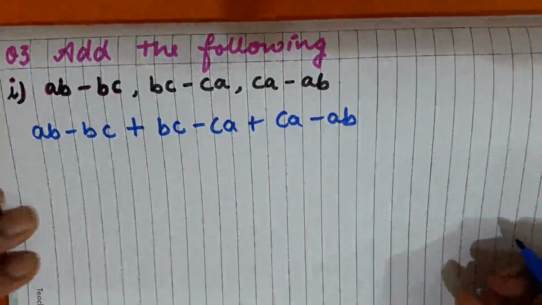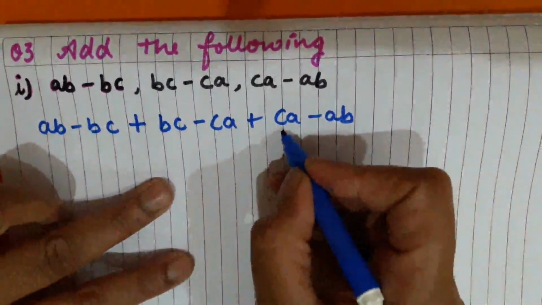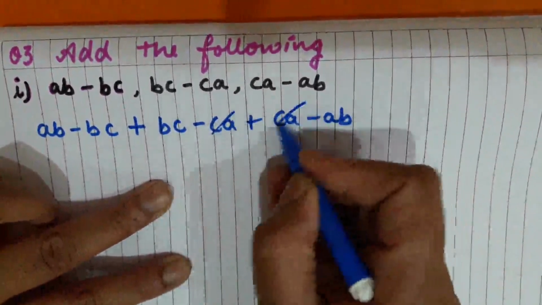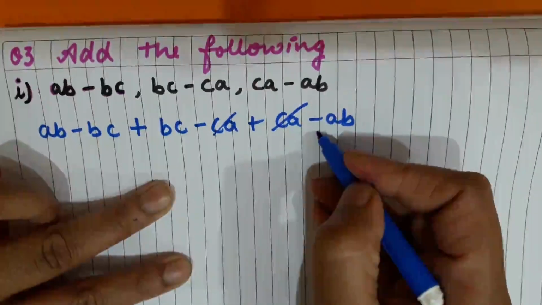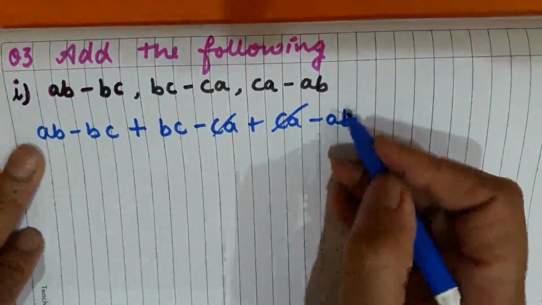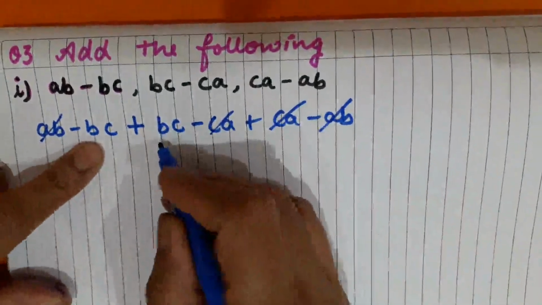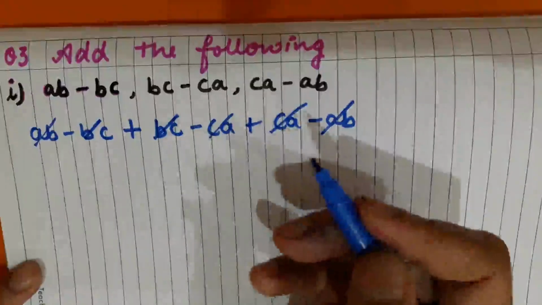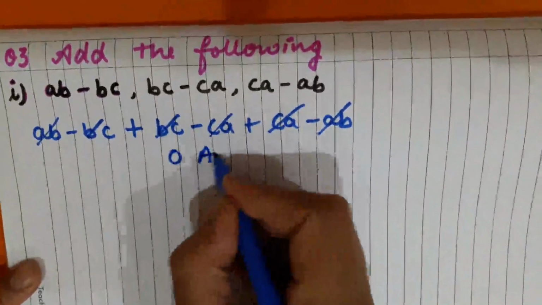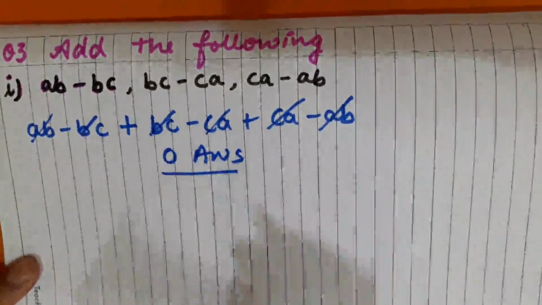Now this CA is positive and this CA is negative, they will cancel out each other. This AB is negative and this AB is positive, they will cancel out each other. Minus BC and plus BC, both cancel out each other, you will get 0 as the answer. So this is a simple way how to add.